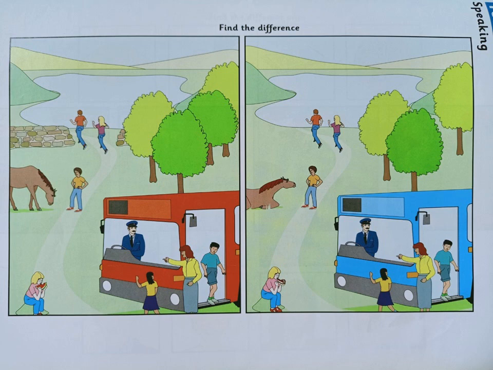Now let's come back to our picture. Firstly, we need to number the picture. You can say, this is picture number 1 and this is picture number 2. Please point to the picture when you number the picture.